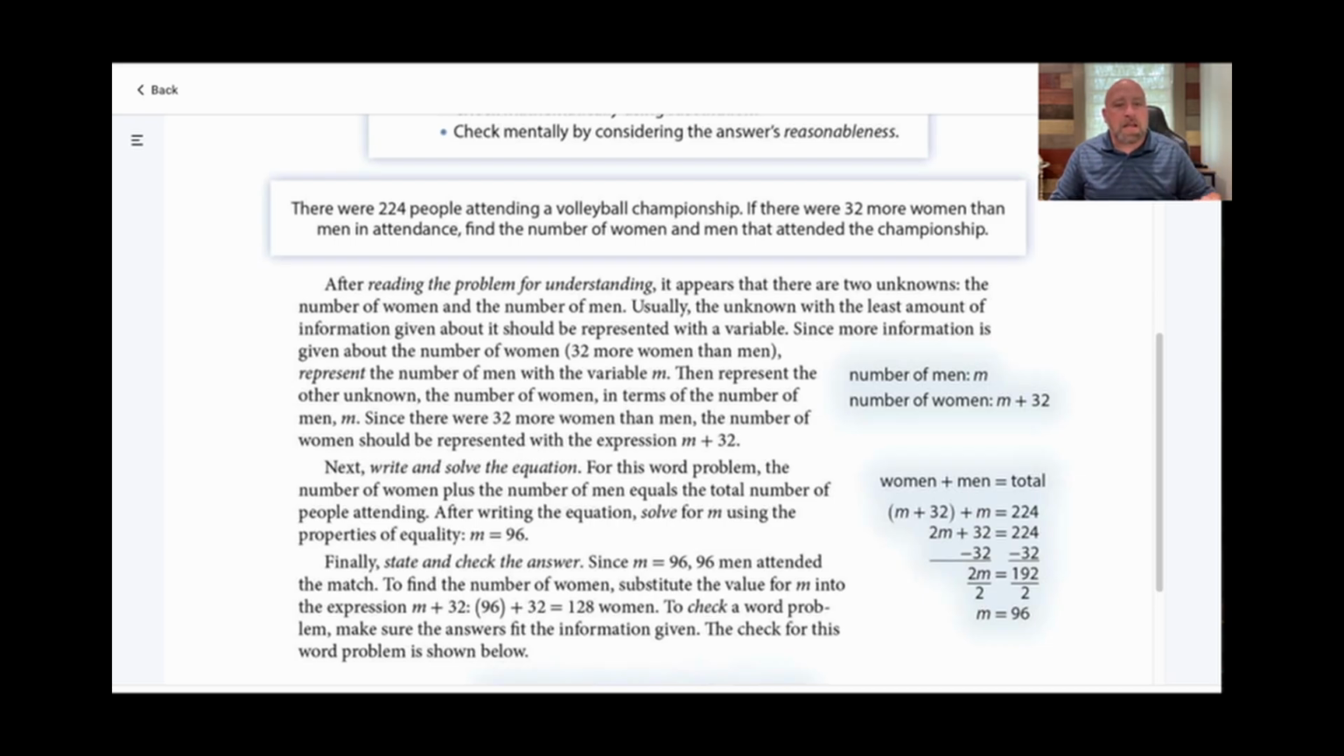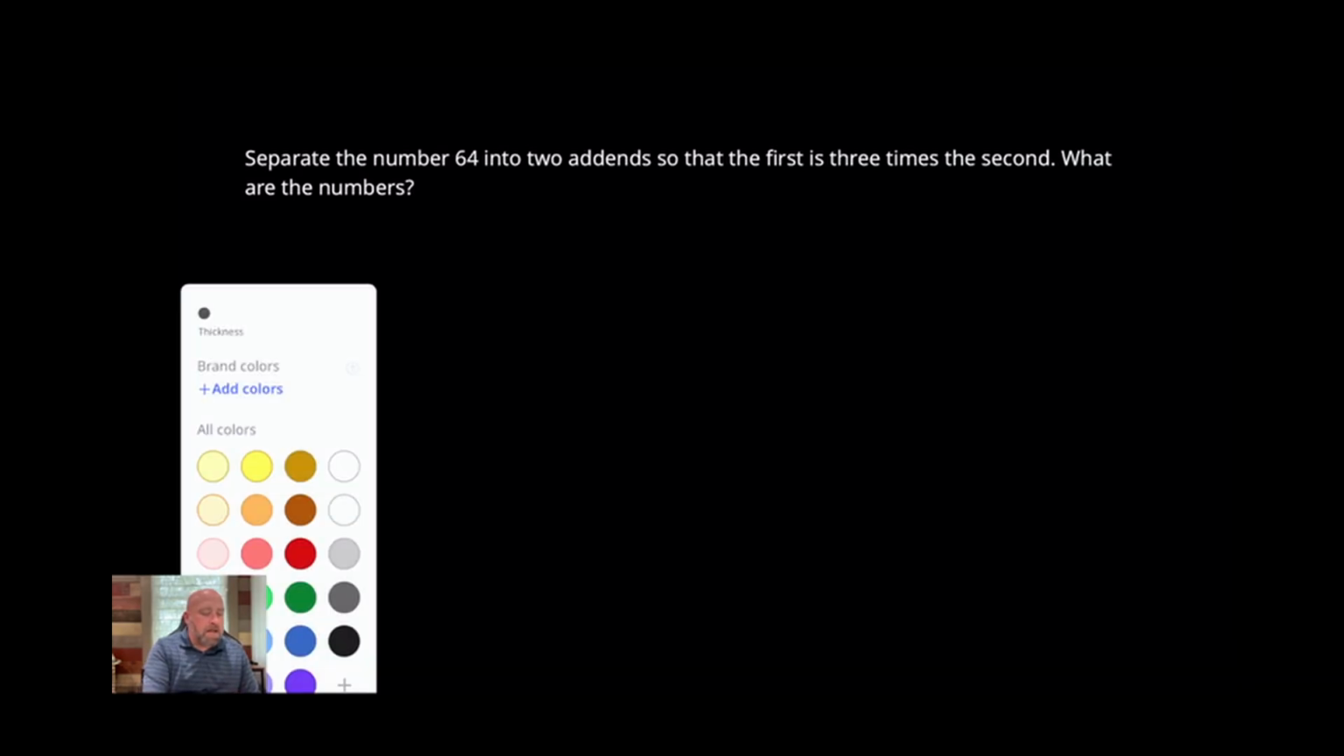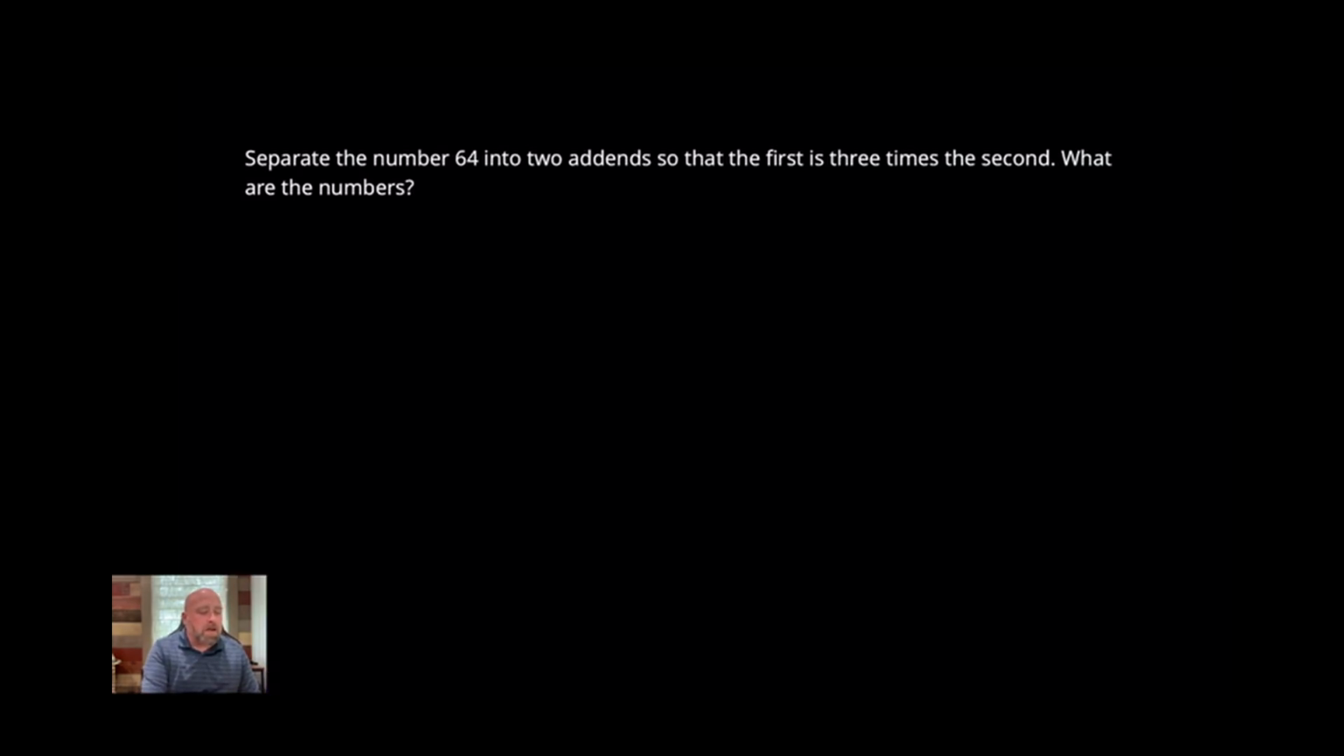Okay, let's go ahead and do some of these on my display here, and we'll try to see how this goes. Go ahead and turn the page over to page 58. That's where you'll find them in your book, but we'll go ahead and do these on the screen. So separate the number 64 into two addends so that the first is 3 times the second. What are the numbers? So what they're asking me for here is two numbers.